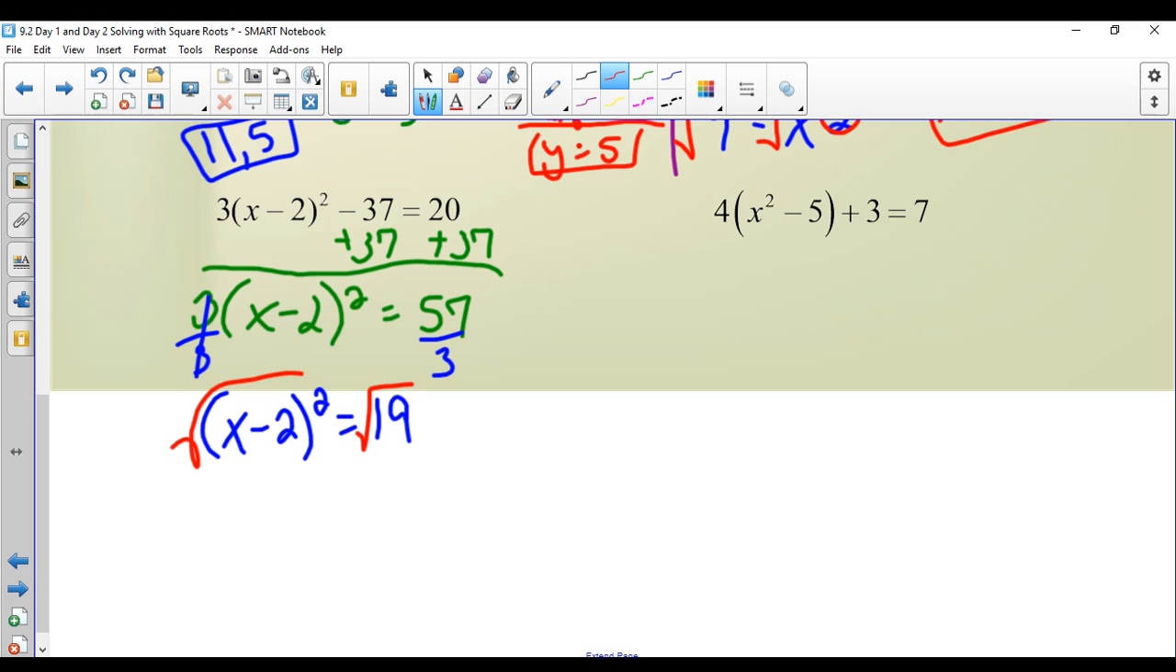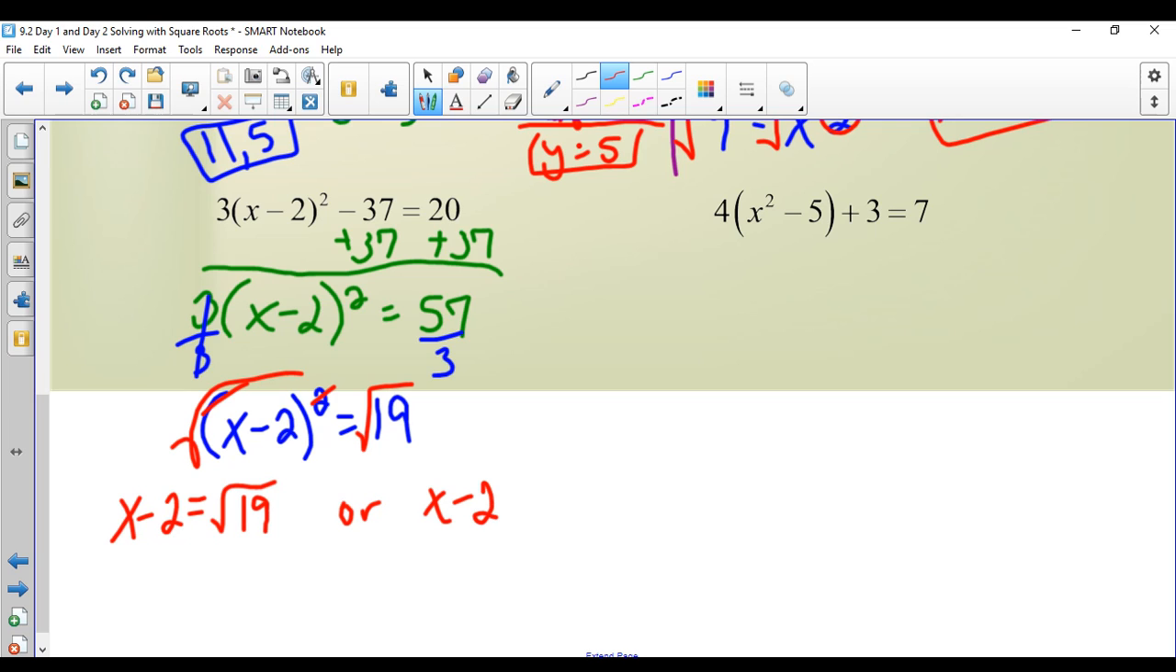And so the square root of 19, well, that's actually something we can't do. So by square rooting both sides, I've got x minus 2 equals, and I'm going to leave this in its exact form. I'm not going to make a decimal here. So I'm going to leave this as square root of 19. But remember, we have two possible solutions.